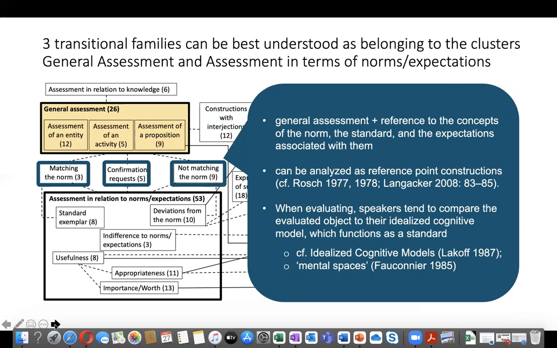These constructions express general assessment, but also refer to the concepts of the norm, the standard, and the expectations associated with them. In this sense, they can be analyzed as reference point constructions, and when evaluating, speakers tend to compare the evaluated object to their idealized cognitive model, which functions as a standard.